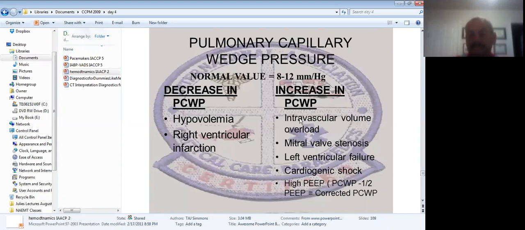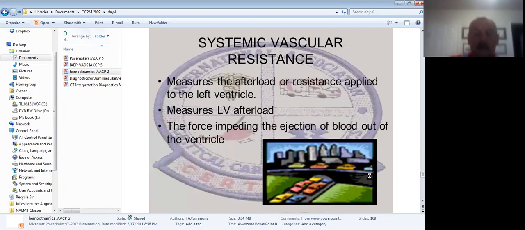Pretty much all the other pathologies, intravascular volume overload, mitral stenosis, left ventricular failure, cardiogenic shock, are going to increase your wedge pressure. And again, we said the normal wedge is somewhere between 8 and 12 millimeters of mercury. Again, there is some disagreement depending on which text you read. You'll see as low as 4 to 12 or 6 to 12, but generally a number of 12 or less is considered to be the norm for a wedge.